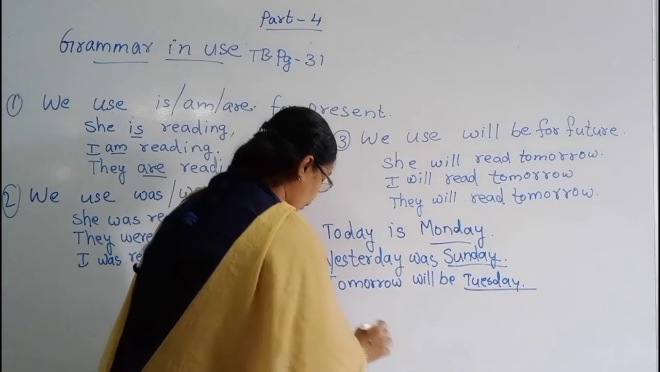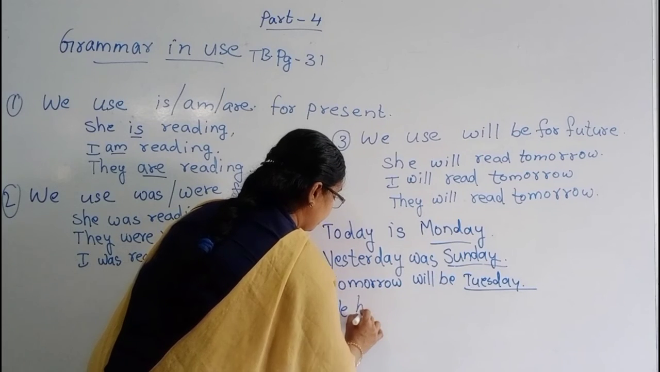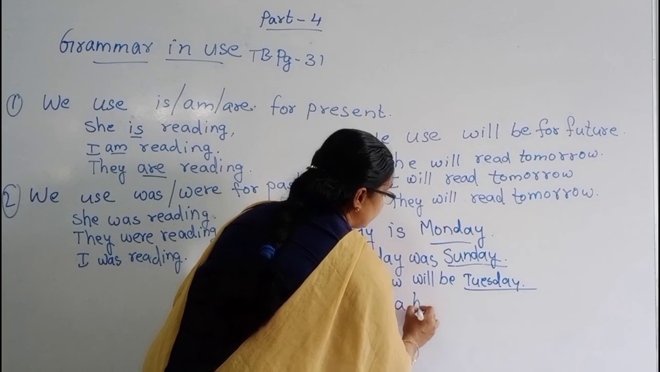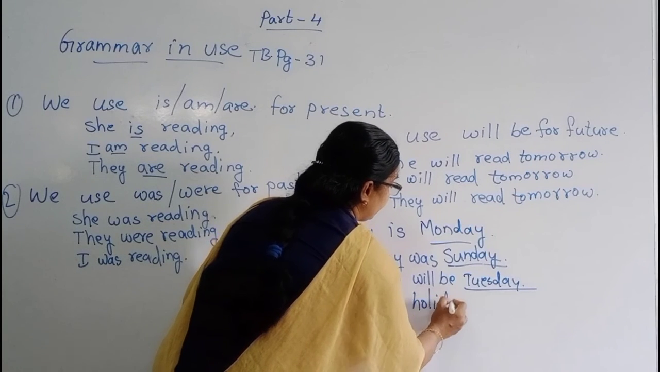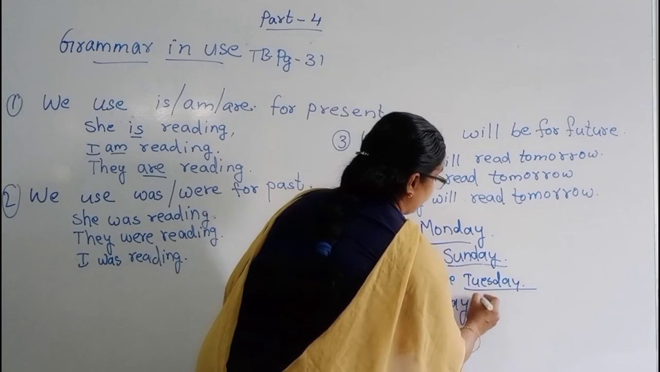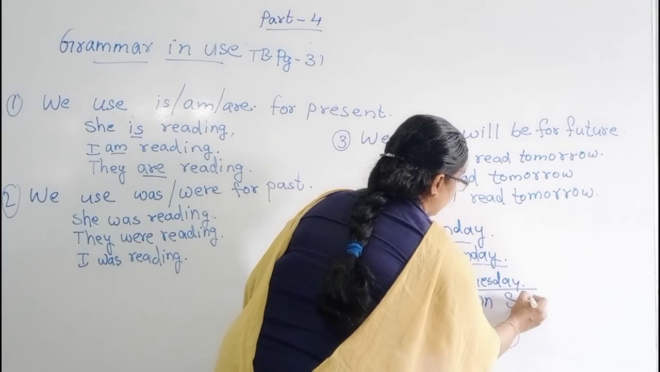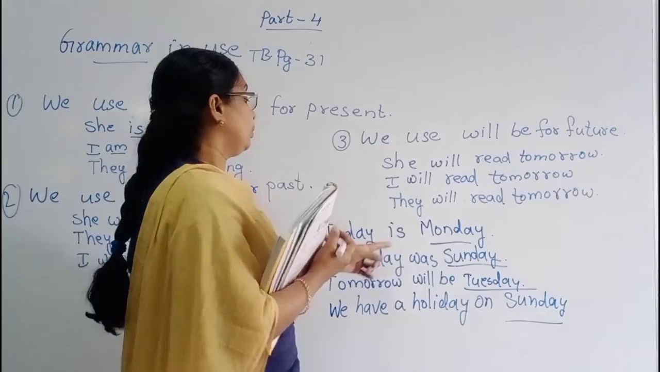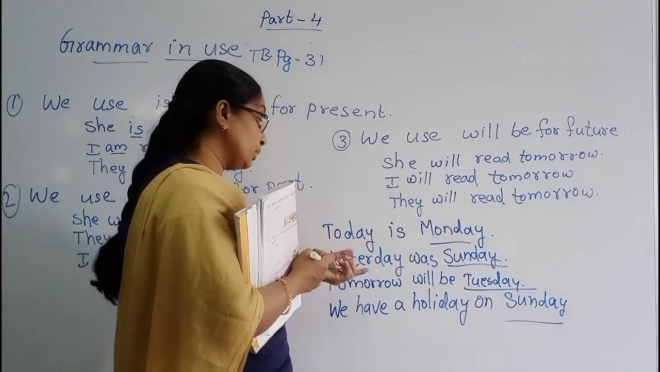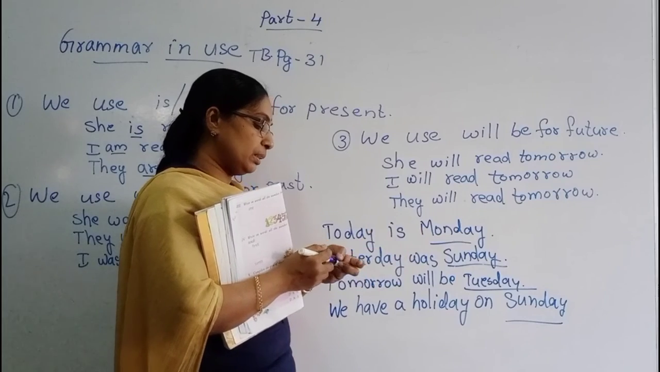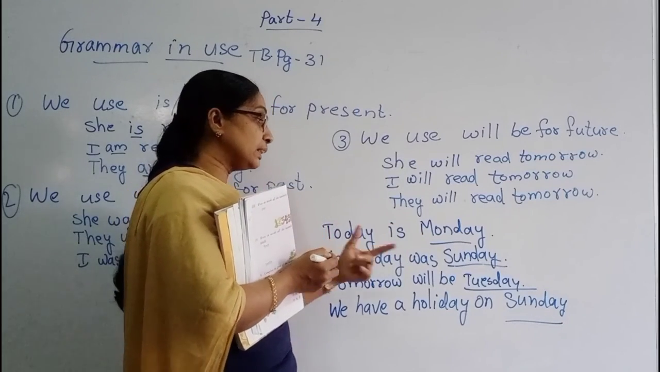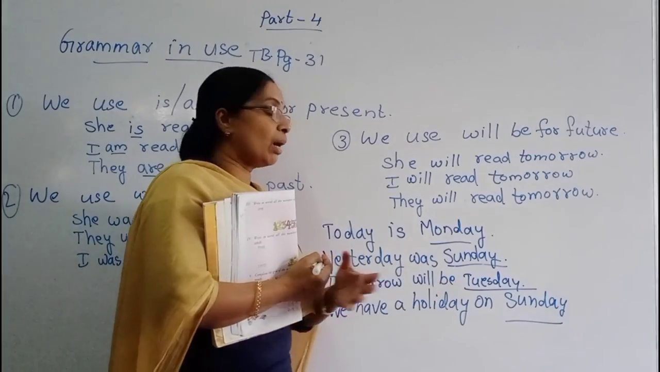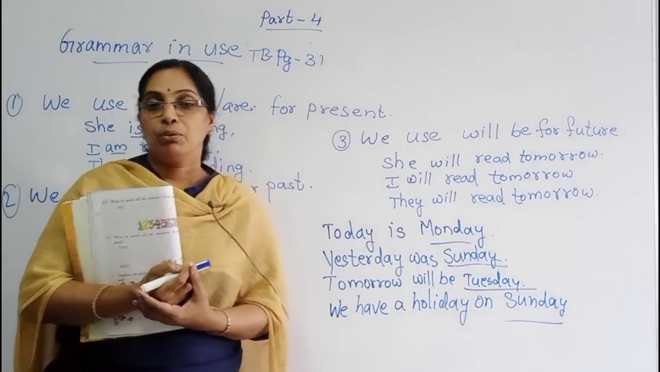The next: we have a holiday on. When are we getting the holiday? Sunday. We are getting the holidays on Sunday. Here children, today is Monday. If today is Monday, yesterday was Sunday, tomorrow will be Tuesday, and we have the holidays on Sunday. Okay children.